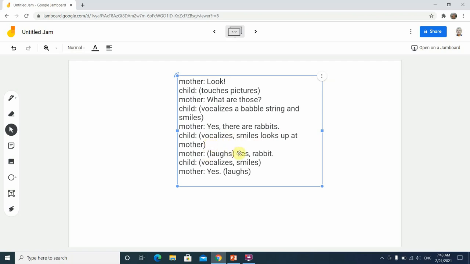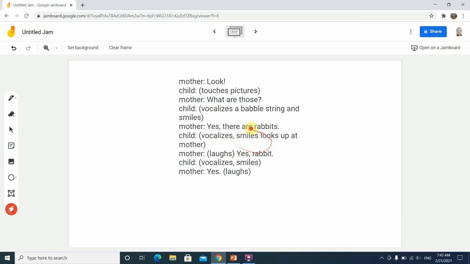Mother laughs. Yes, rabbits. She understands his vocalization of these sounds, his babbling, his smile, as if they are part of his language, or as if they are meaningful words. Here, he is smiling, and for her, this is language. That's why she begins to laugh. Yes, rabbits. And he laughs again, he is a child. Vocalizes, smiles. And she says, yes, laughs.